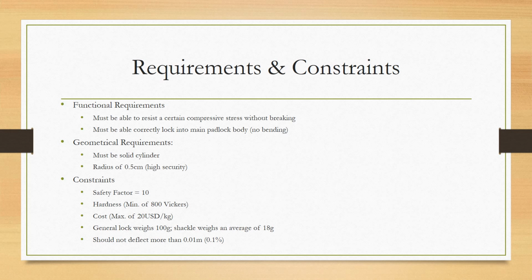For the constraints, we've set up a safety factor of 10, which will be discussed later, as well as a hardness value minimum of 800 Vickers. The maximum cost we're allowing is $20 per kilogram, and the maximum weight of the lock and shackle shall be 100 grams, which gives a shackle weight of 18. This shackle should not deflect more than 0.01 millimeters, which is around 0.1% of its initial diameter, and this is so that it can retain its functionality.